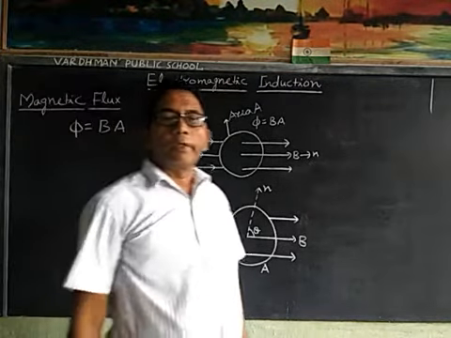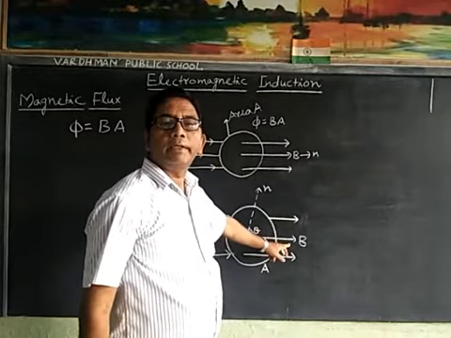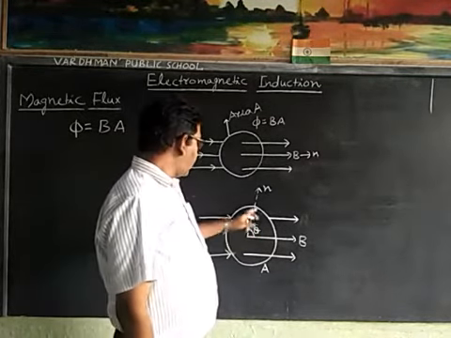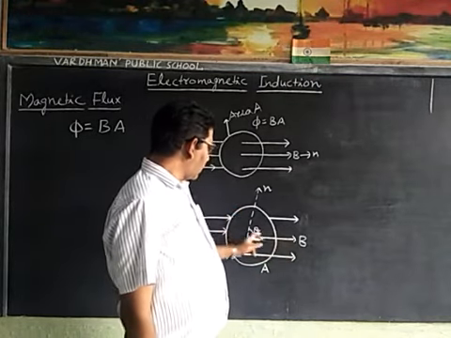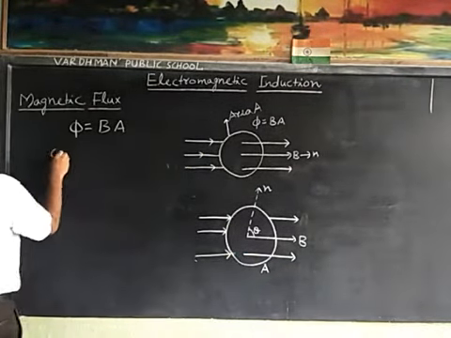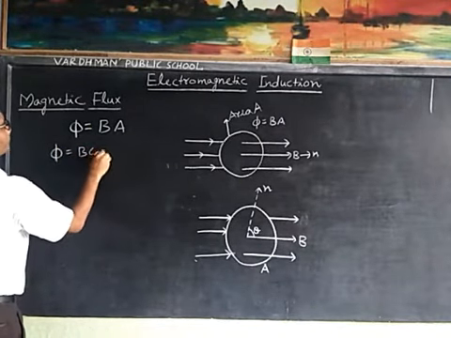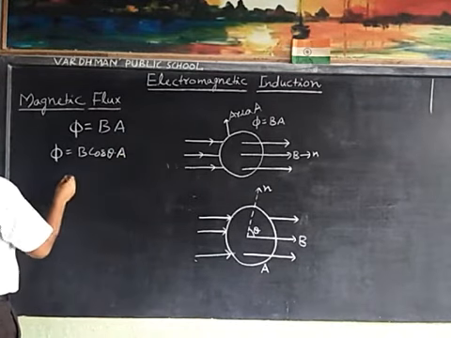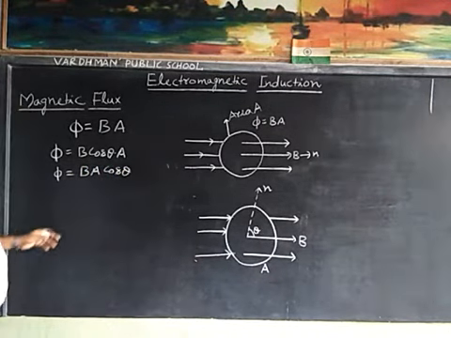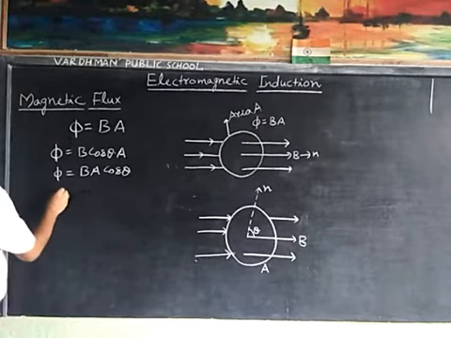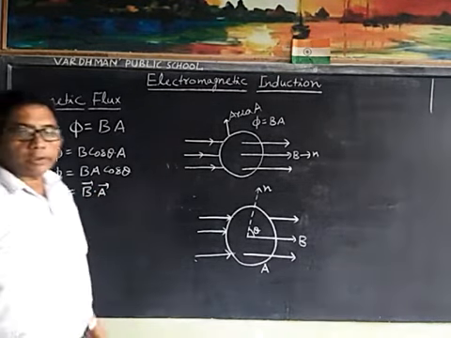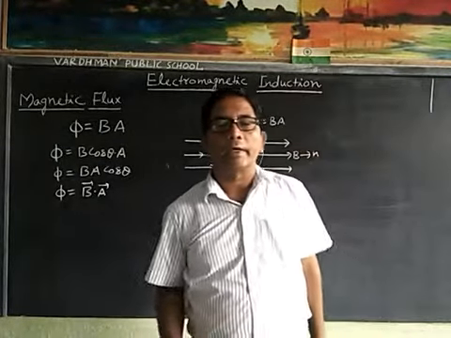If field B makes an angle theta with the normal drawn to the area A, then we can write phi is equal to B cos theta into A. This can be written as phi is equal to BA cos theta, since A dot B is equal to AB cos theta. Therefore phi is equal to B dot A.